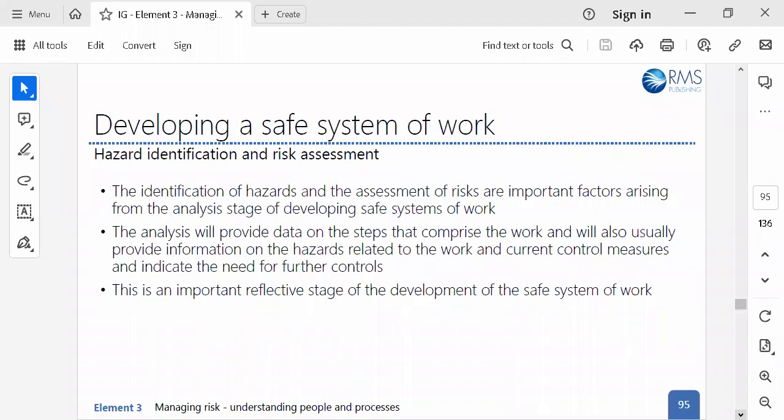Hazard identification in developing safe system of work and risk assessment. The identification of hazard and the assessment of risk are important factors arising from the analysis stage of developing a safe system of work. The analysis will provide data on the steps that comprise the work and will also usually provide information on hazards related to the work and current control measures, and indicate the need for further control measures. This is an important reflective stage of the development of the safe system of work.